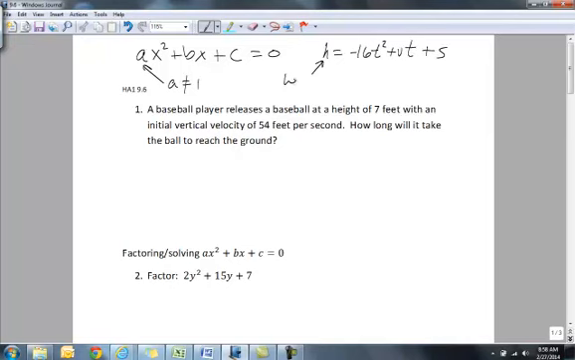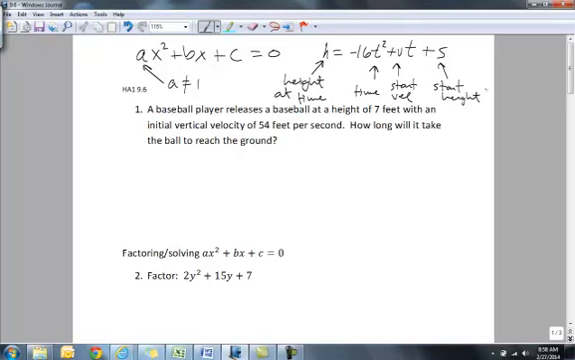The h stands for height, or height at any time. The t stands for time. The v stands for starting velocity, and the s stands for starting height.